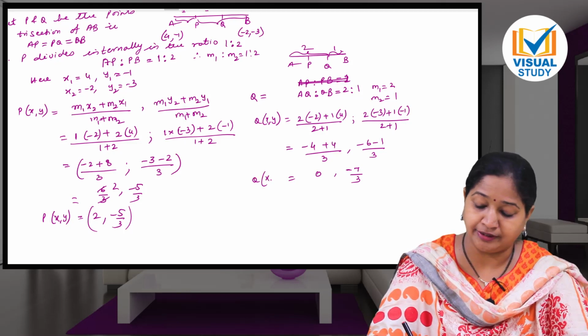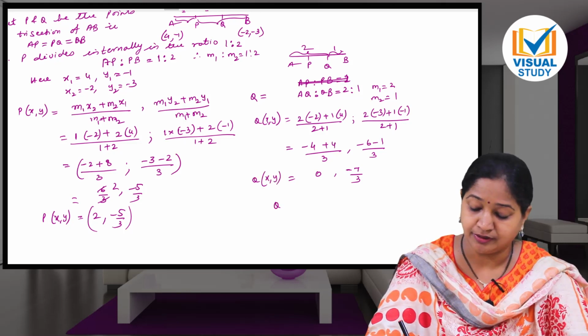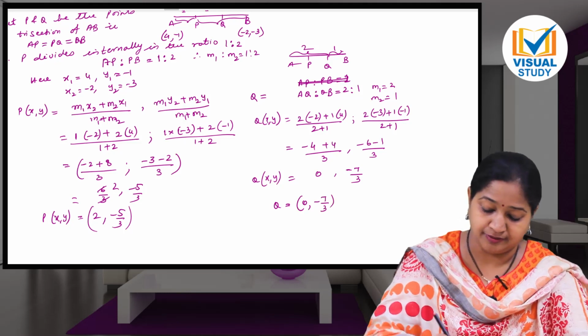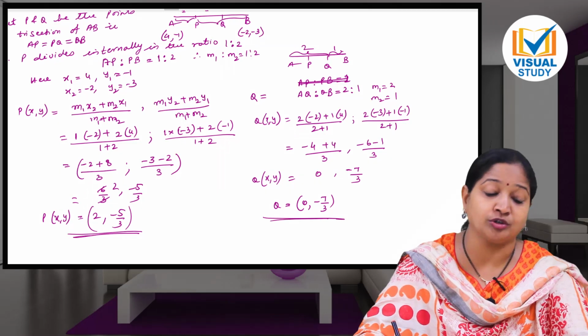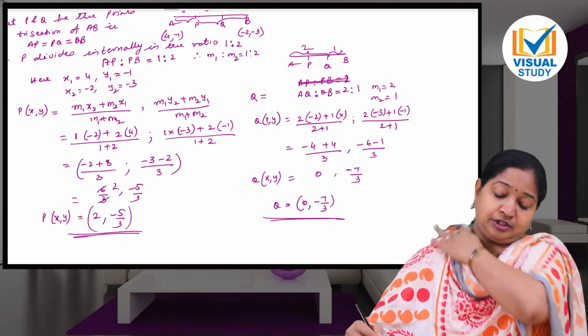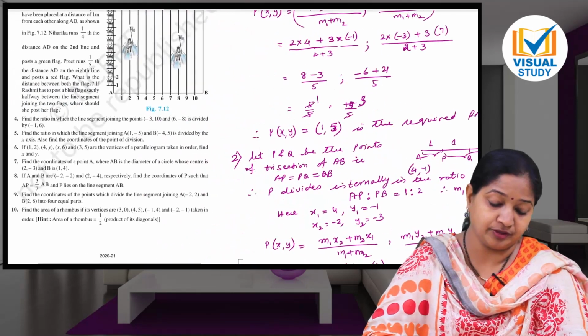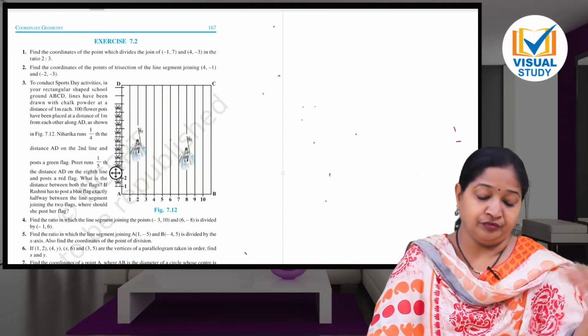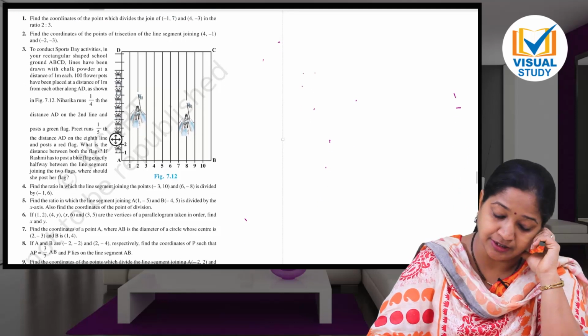So what is your Q point? Q is 0 and minus 7 upon 3. You have got your P point and you have got your Q point. Okay. Now we'll shift on to our third sum. So we'll just see our third sum.